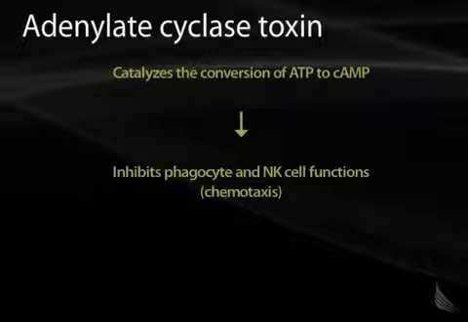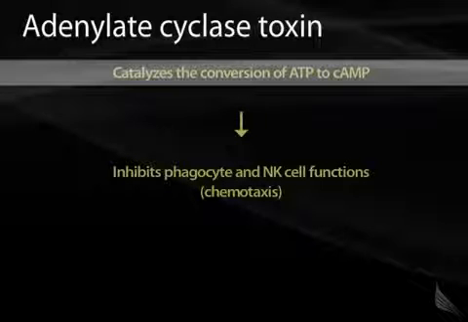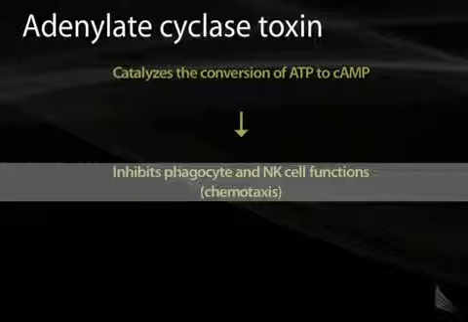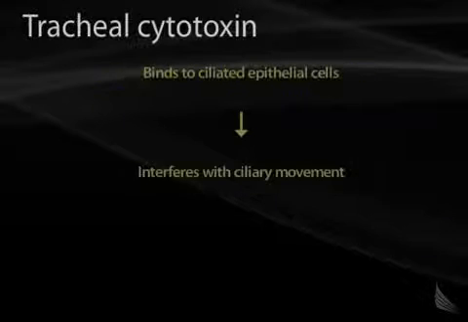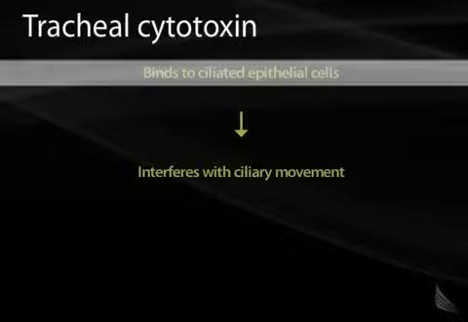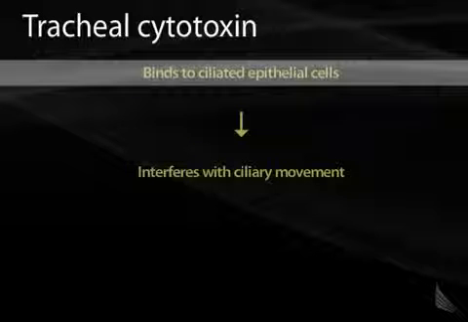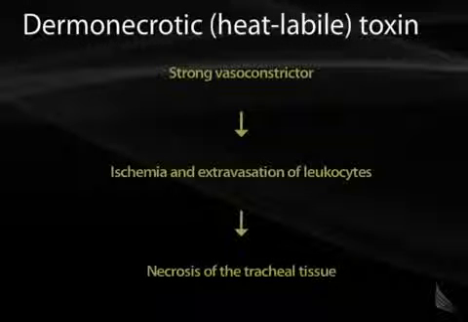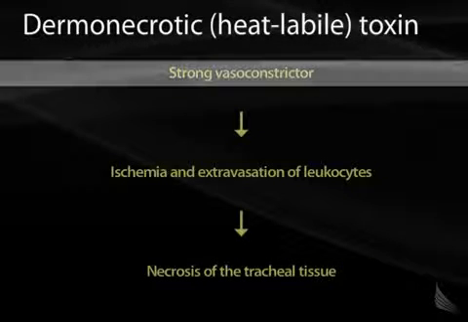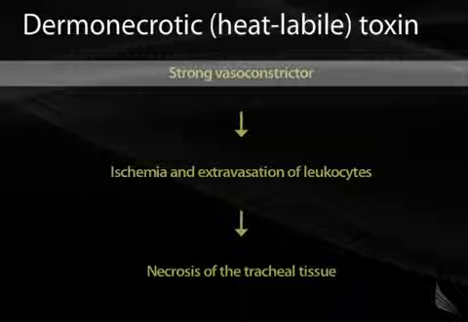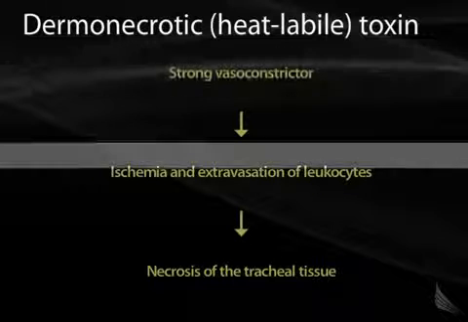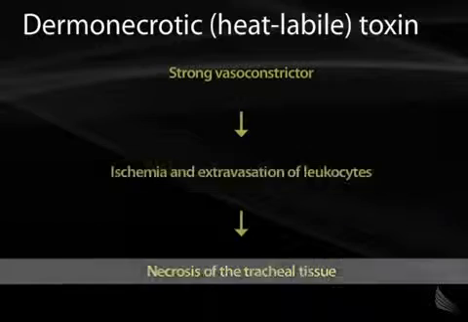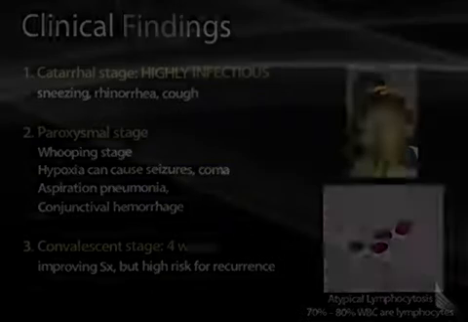Adenylate cyclase toxin also catalyzes the conversion of ATP to cyclic AMP. This inhibits phagocyte and natural killer cell functions and chemotaxis. There's a tracheal cytotoxin which binds to ciliated epithelial cells and interferes with ciliary movement. The dermonecrotic or heat labile toxin is a strong vasoconstrictor. As you constrict down the blood vessels, you form ischemia and inhibit the extravasation of leukocytes. That gives you necrosis of the tracheal tissue.